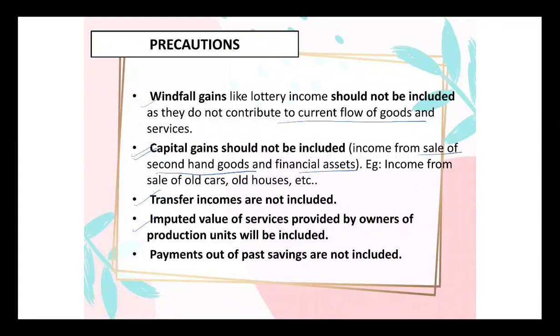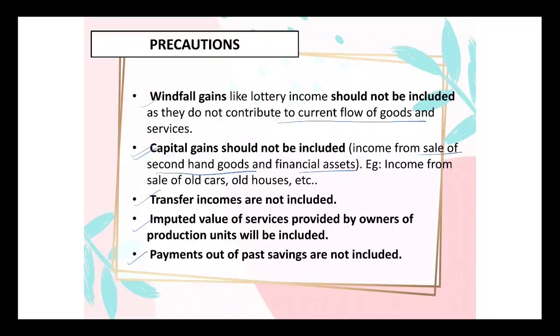Because these are production activities, and they add to the flow of goods and services, this will be included. And any income that's been generated from past savings is not to be added. Why? Again the same reason, because they do not add to the current flow of goods and services.